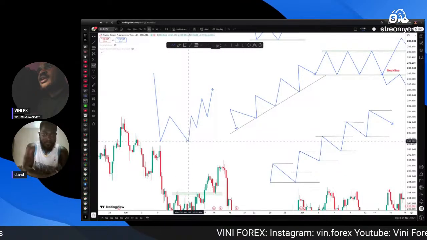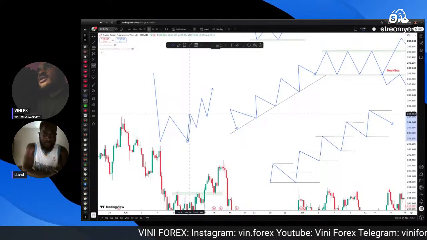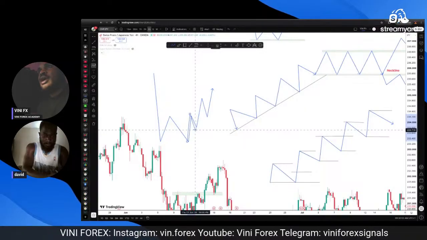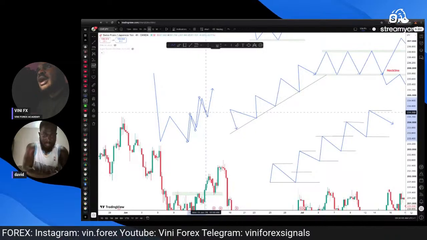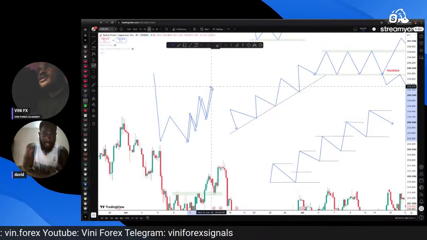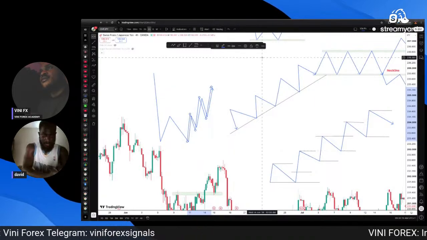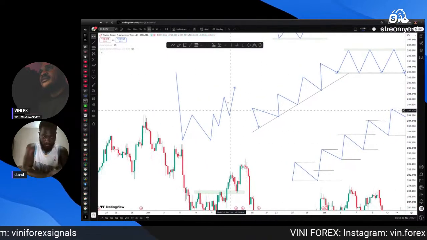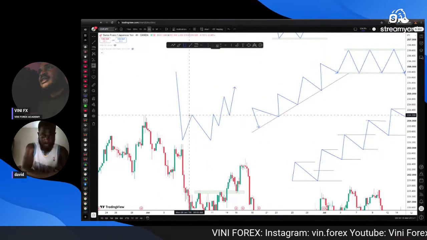This is your low. This is your high. This is your higher low. This is your higher high. Do you see that? And this is the neckline there on that chart.